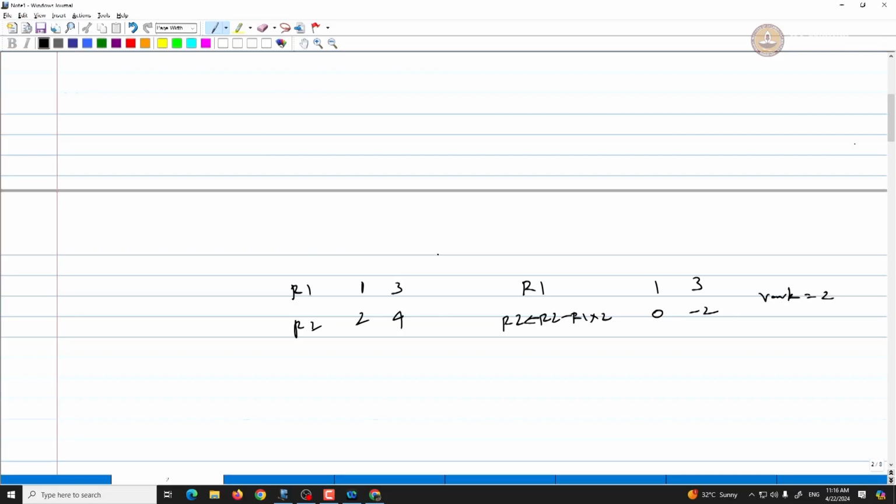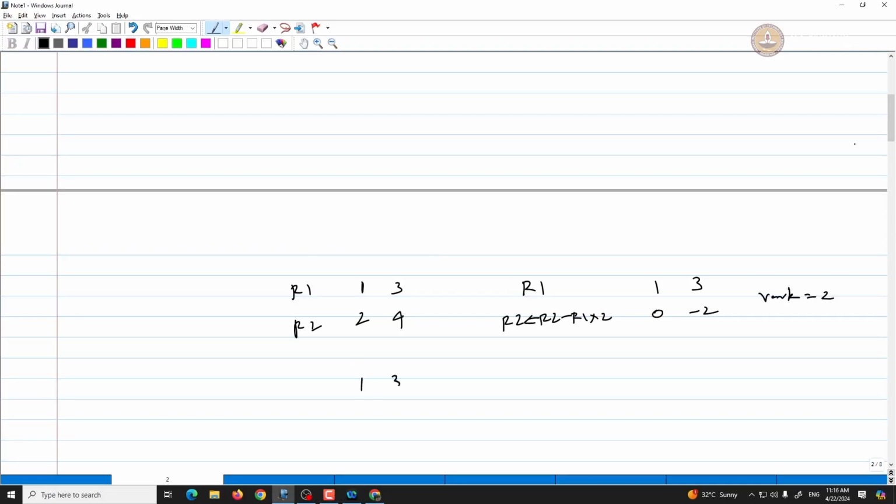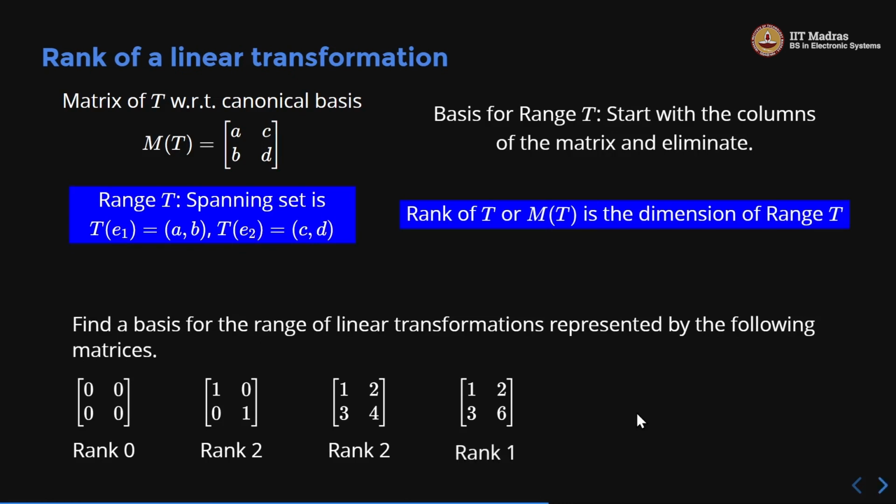So here if you do elimination, notice what happens. 1, 3, 2, 6. I've cooked up this example so that you get something very interesting. So you're going to keep 1 as it is because this is non-zero. So the first one can be as it is. R2 minus 2 into R1. I'm going to get 0 here and 0 here. So you see the rank is 1 and the basis is just 1, 3. You can drop the zeros from it. So this one has a rank 1.